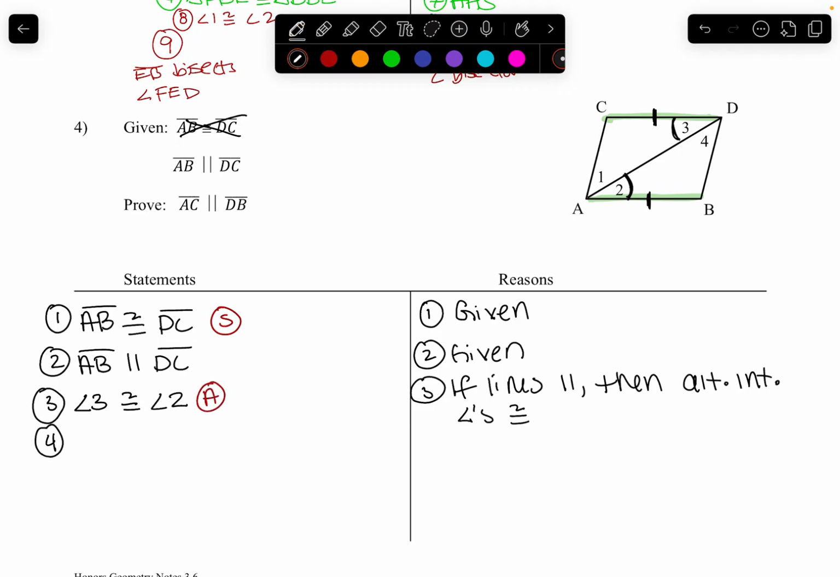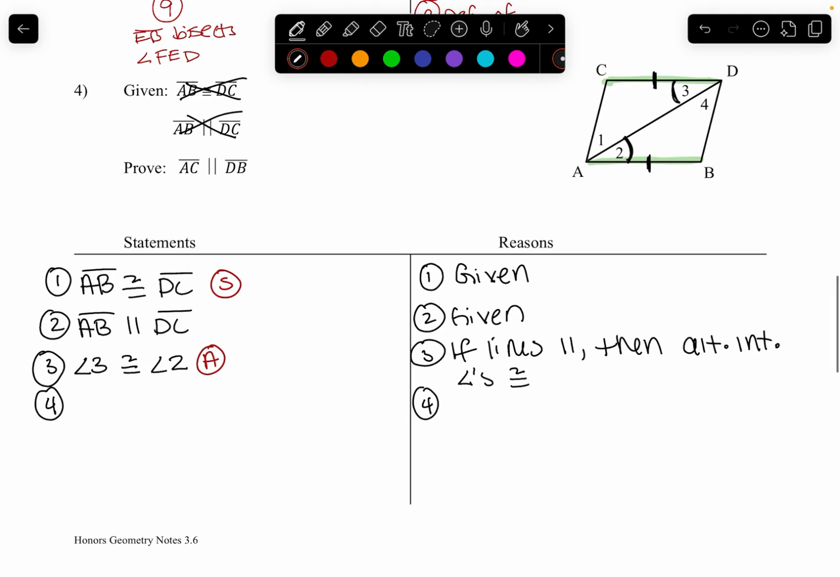All right, fourth step. I'm out of givens, so I'm looking for either the reflexive property or vertical angles. I've got the reflexive property. We've got AD being congruent to AD. That is my reflexive property. And now I have enough information to prove that my triangles are congruent.